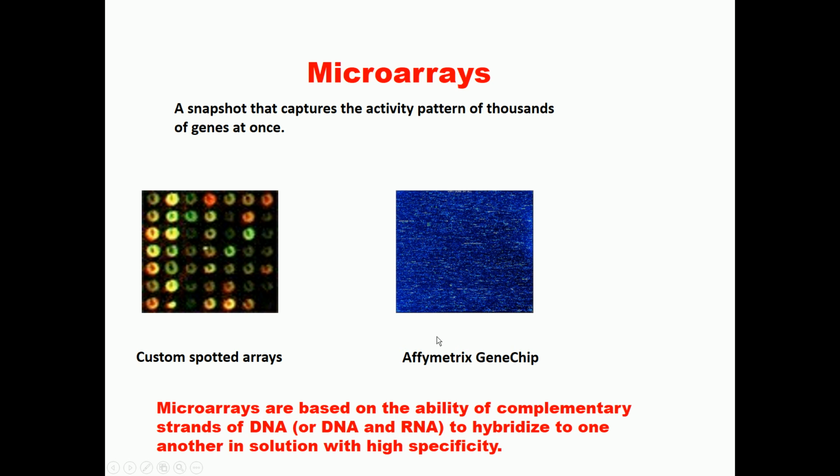What is a gene chip? Affymetrix is a company which makes these gene chips. So basically you can buy from this company. Or this is custom spotted arrays. I mean, you can buy them, or you can ask them to make these microarrays. Suppose you are interested in some specific genes, you can ask them. You can even create them custom. You can custom design them.